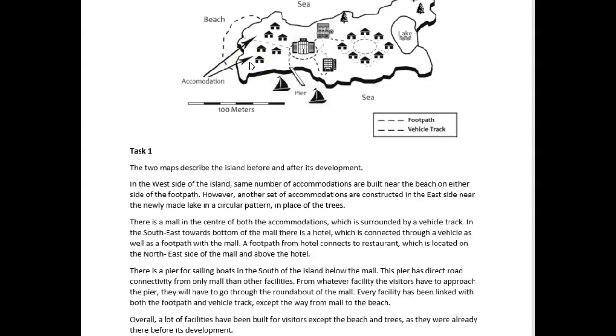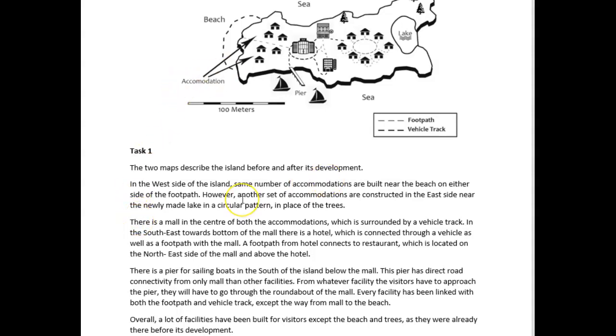So you could have said that on the west side of the beach there is a footpath leading from the beach to the mall, okay, and on both sides there are several buildings for accommodation, but you just could have made it a little clearer, I think.